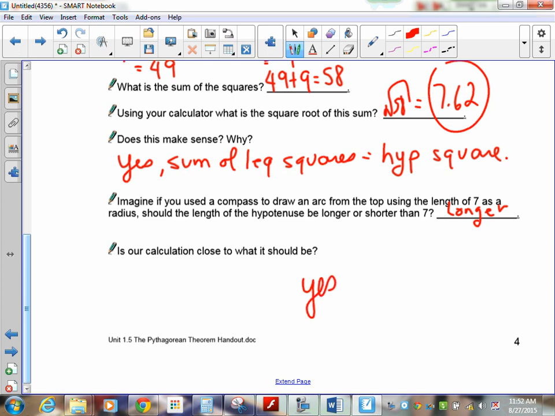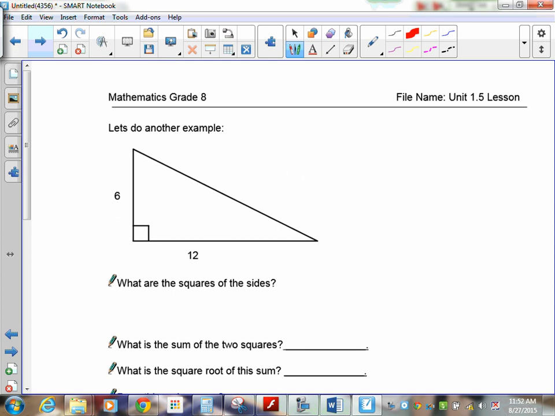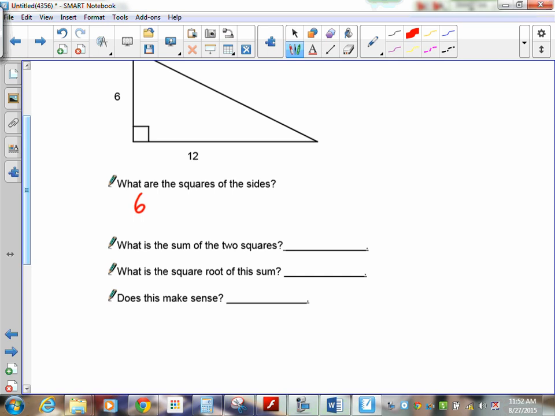All right. Let's do another example here. You'll notice I'm still working with the legs and finding the hypotenuse. So, what are the squares of the sides? Well, our first thing you have to show me is that 6 squared is 36. You can show me that 12 squared, and use your calculator, is 144. Now, what is the sum? 36 plus 144. You take those two numbers, you add them up, and you should get 180.